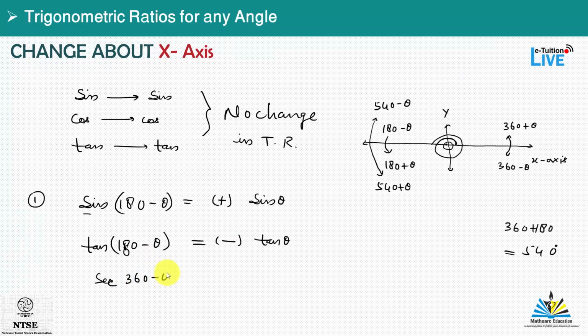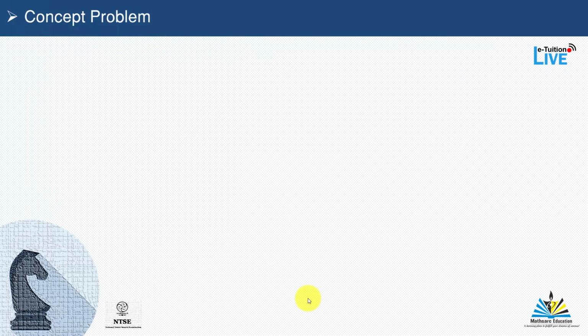Now let's say sec of 360 minus theta. So sec will remain sec theta, and 360 minus theta is in the fourth quadrant, and in the fourth quadrant cos and sec are positive, so this is a positive sign.